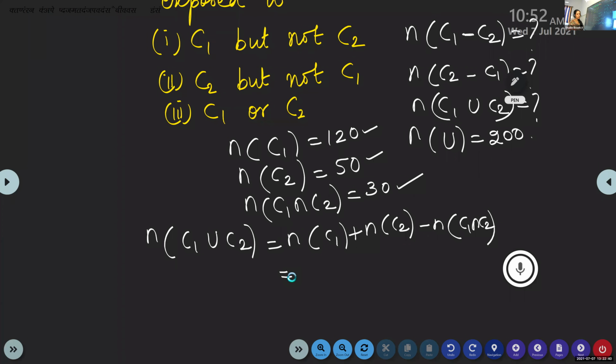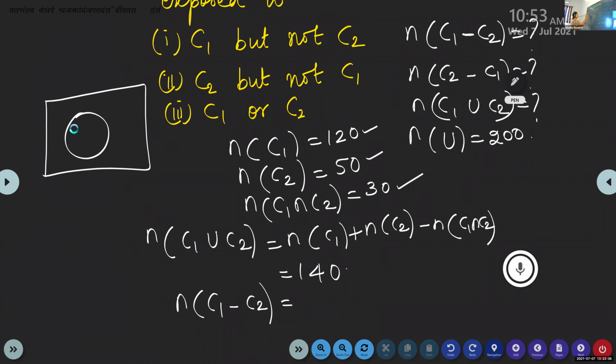What is N of C1 union C2, Pavitra? 140. Okay. Now look at the second one, N of C1 minus C2. How to find this? C1 minus C2 means only those members in C1, isn't it? Just go through the Venn diagram we are drawing for A minus B. How will you represent A minus B?